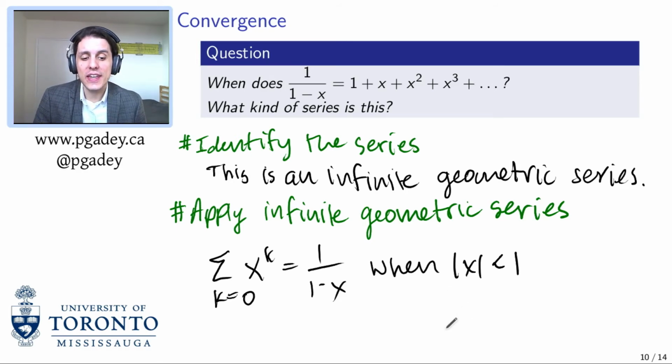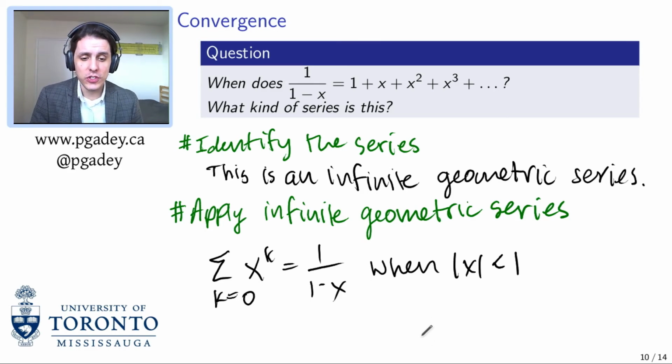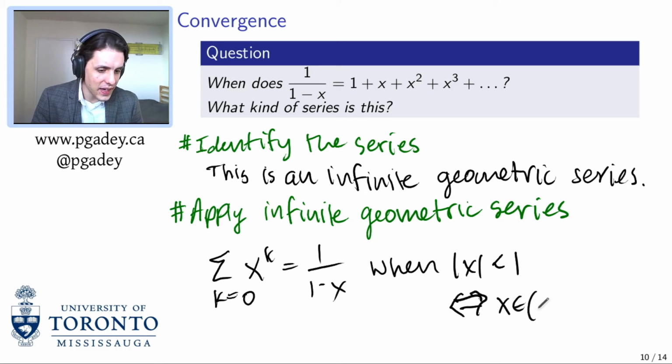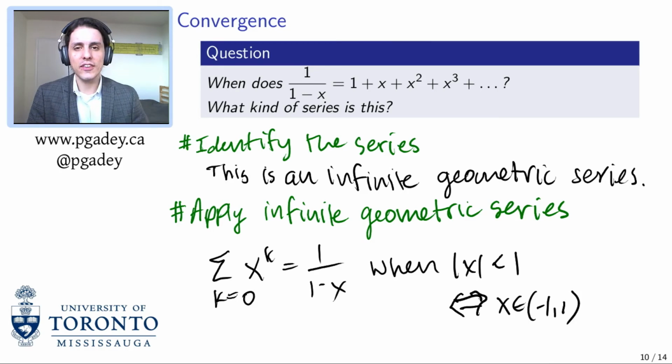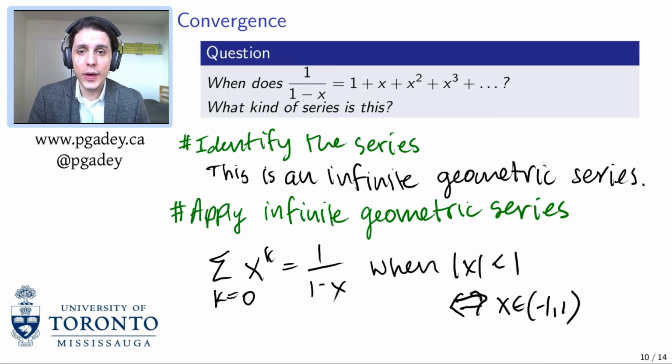If we were plugging in a number like x equals 10, we'd have 1 plus 10 plus 10 squared plus 10 cubed plus 10 to the 4, right? The function would very quickly diverge. But if we plug in a small number, then it winds up in something that converges. So we can rewrite this condition as x being in the interval -1 to 1. So that is the domain of this Maclaurin series. This is where the Maclaurin series makes sense or converges.